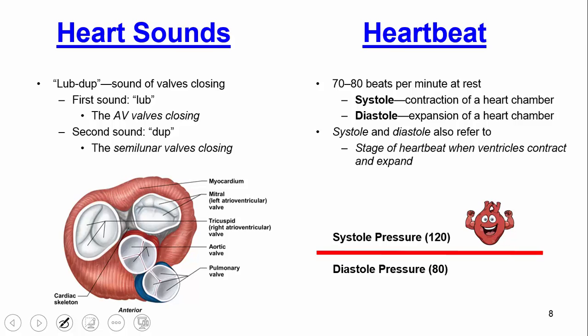And what this is, again, it's still the force of the blood against the vessel walls, but it's that force when the heart is relaxing, right? When the heart is at rest. And so a healthy blood pressure is 120 over 80.